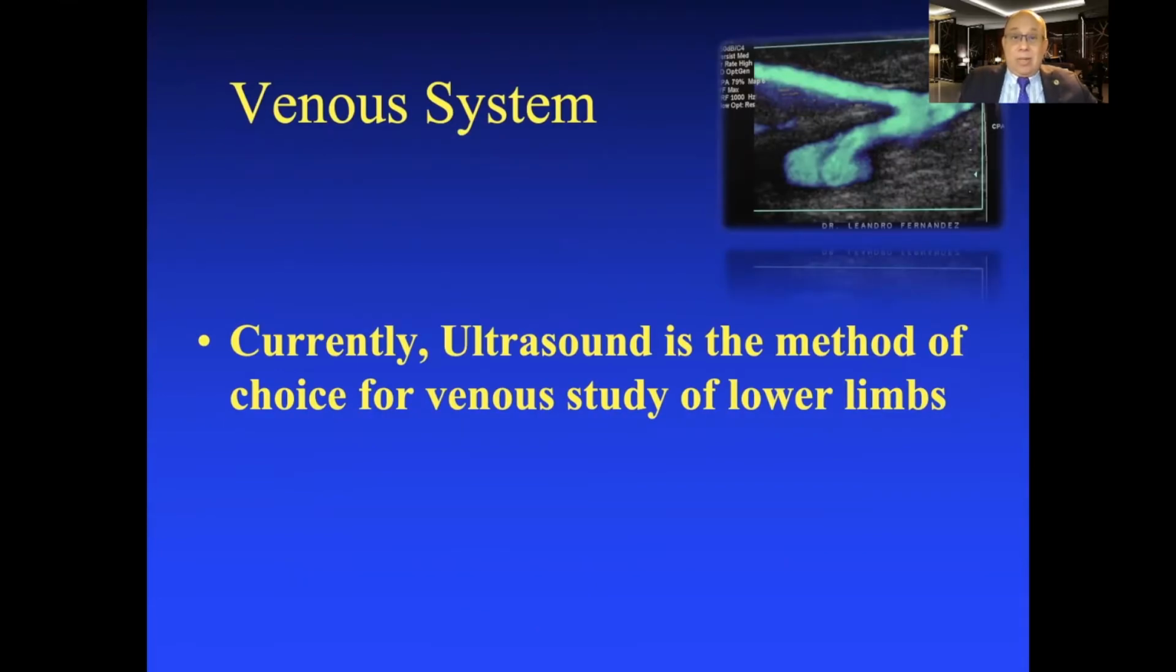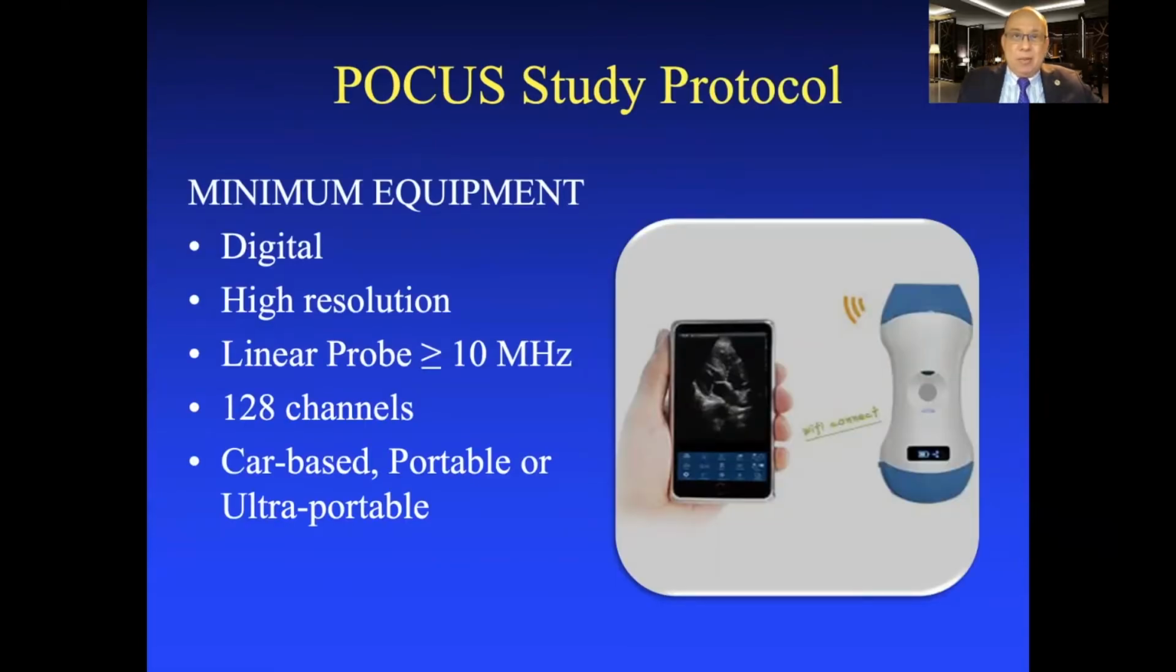Currently, ultrasound is the method of choice for venous study of lower limbs. Let's begin with the POCUS study protocol. Which is the minimum equipment necessary to make this kind of assessment? Well, with the current technology, of course, we will prefer a digital system, but we can use also an analogical system. But it's necessary to have high resolution. And how can we obtain high resolution? By using a linear probe with 10 or more megahertz. We need at least 128 channels.